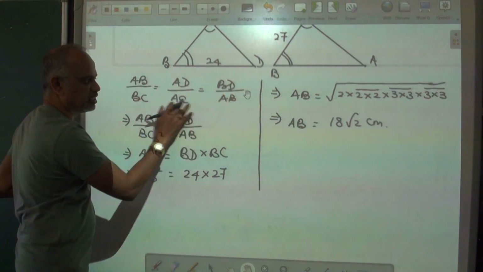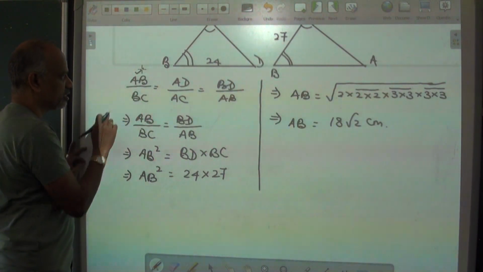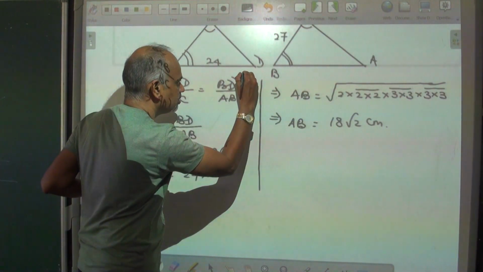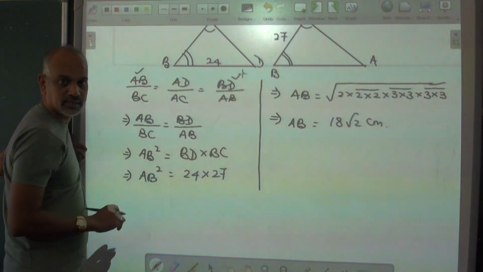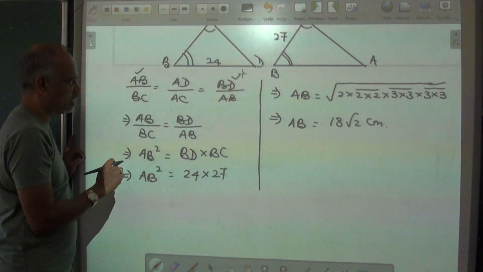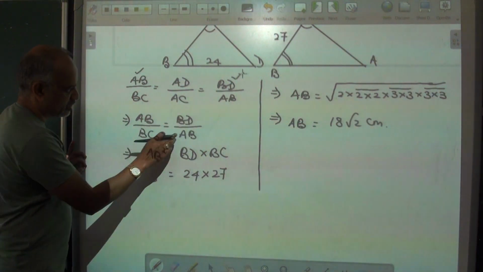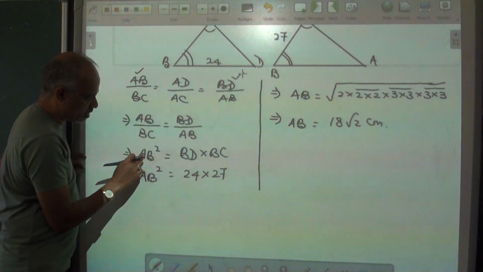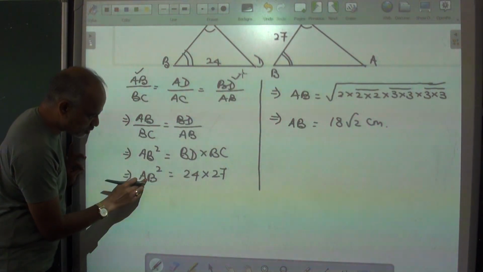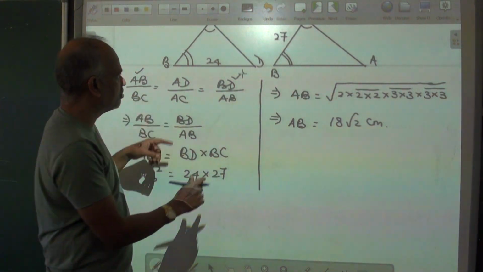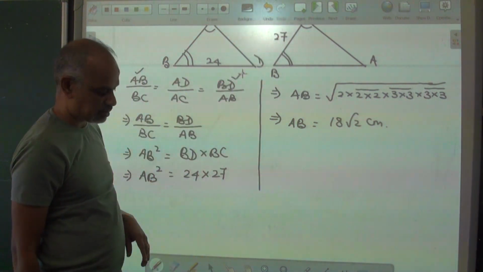So from here you find AB. So look for AB in this proportionality. You will find AB present here, AB is here. You will also find AB is here. So you will have to take both these ratios and leave away this, because AB is present in both. So AB by BC is equal to BD by AB. Cross multiply now. AB into AB is AB square is equal to BD into BC. AB square is equal to BD's value, BD is 24 into BC's value is 27.